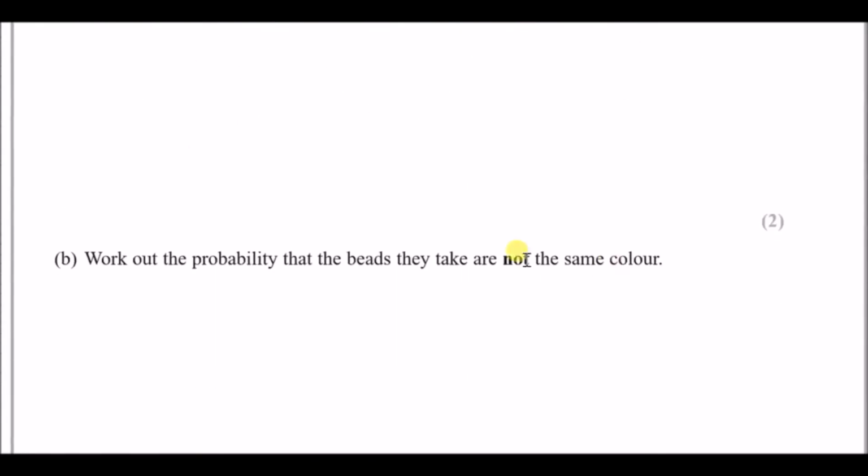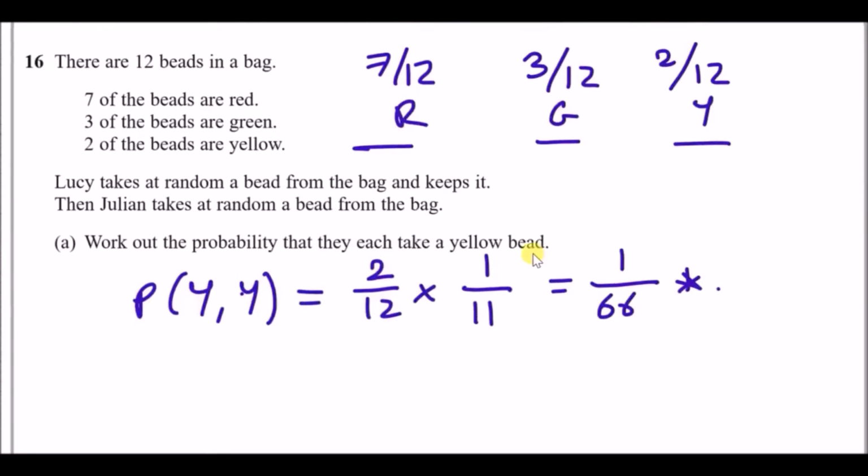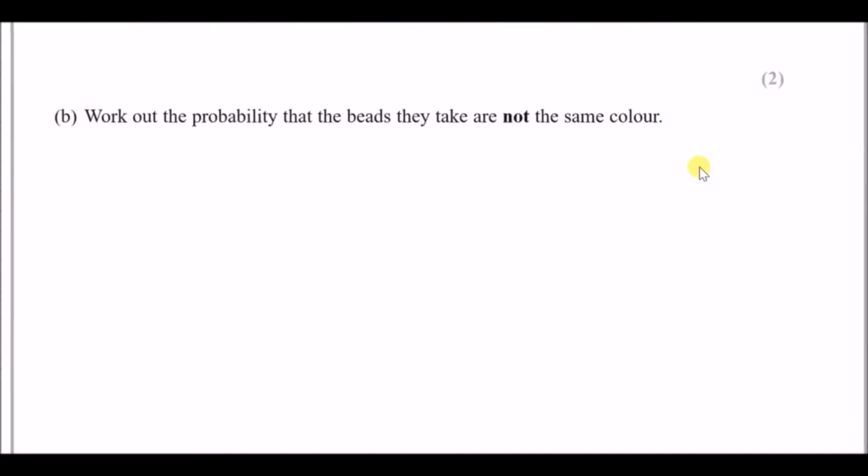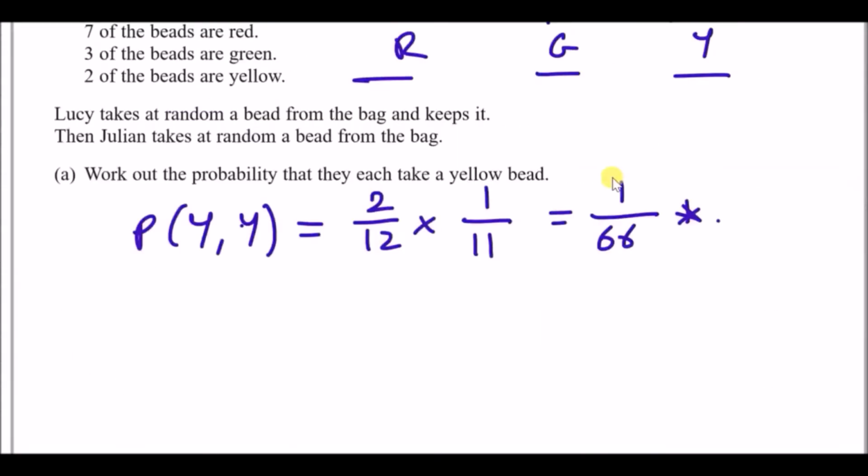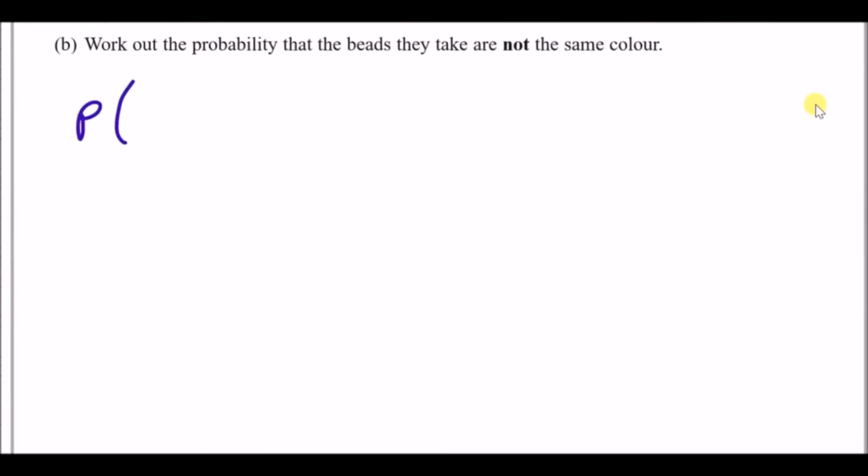B, work out the probability that the beads that they take are not the same color. Okay, so this is literally one of those combination questions, yeah? So we have to think about all the different combinations you can get. So for instance, you could firstly take, what colors we have again? So we've got red, green, yellow. So you could take a red bead first and then take a green second. Or you could take a red bead and then take yellow.